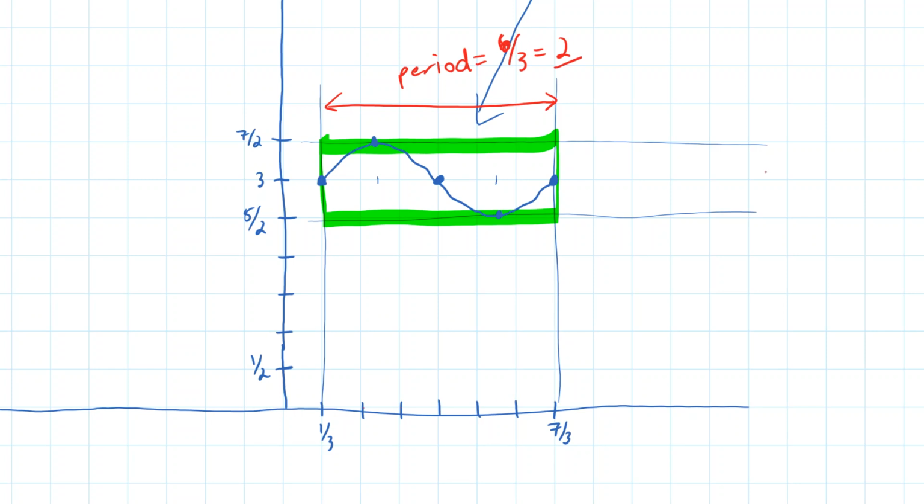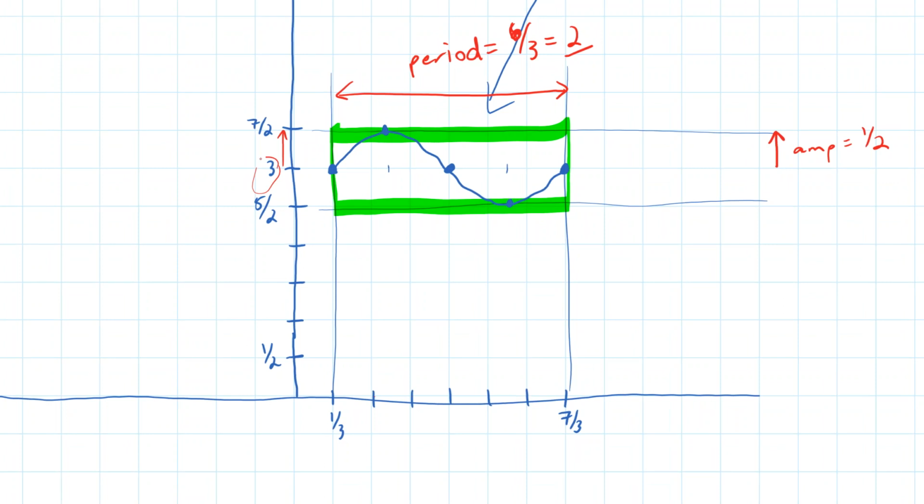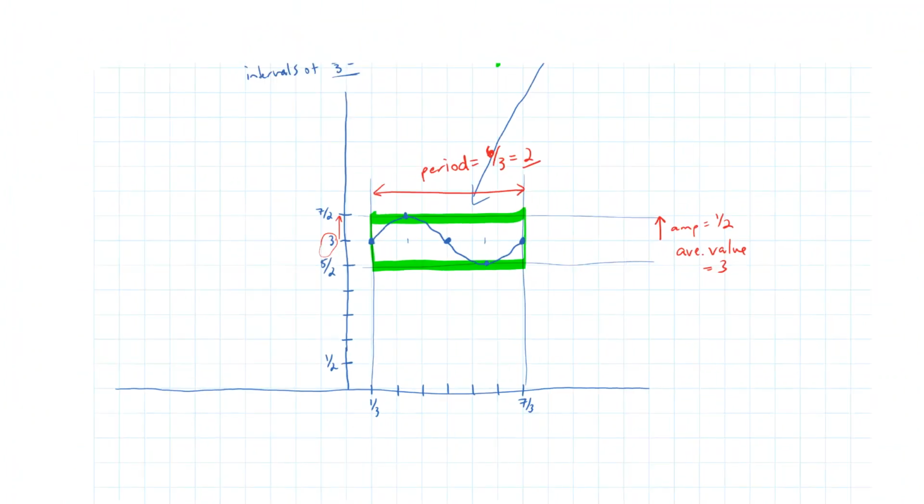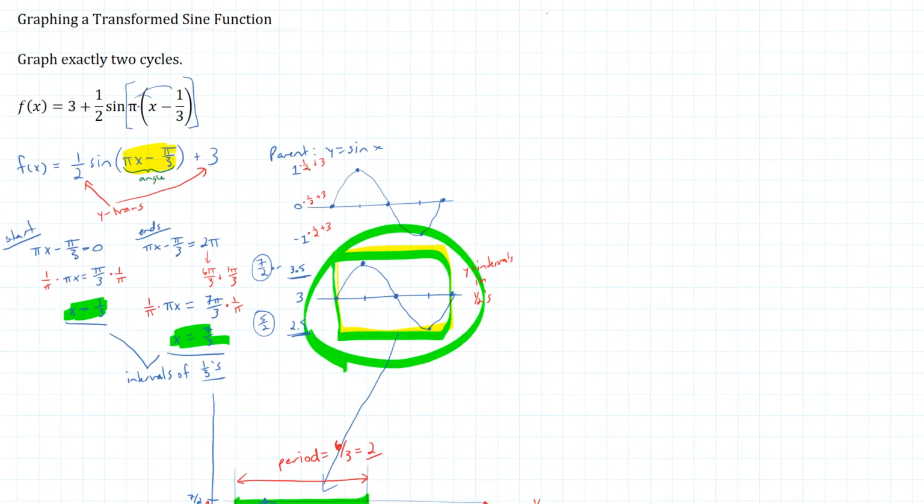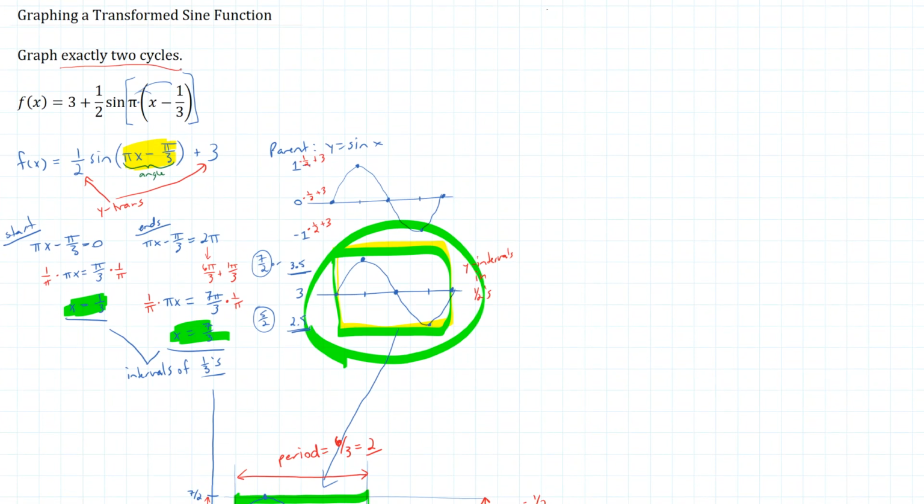The amplitude is the distance from my average value to the peak or the valley, so that's that distance, which is a half. So from 6 halves to 7 halves, the amplitude is 1/2. Okay? And of course, the average value, we already said, is 3. So the average value is 3, just to state some things about this function. Now let's go back, and the instructions told us to graph exactly 2 cycles.